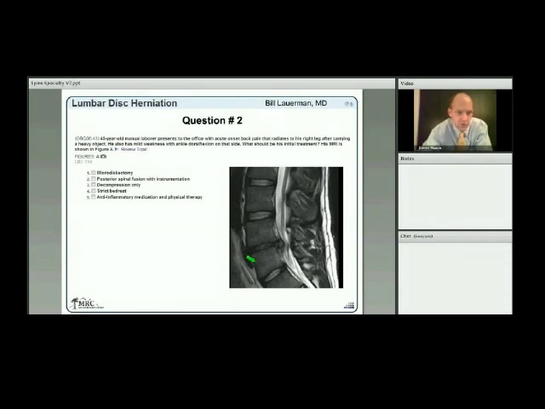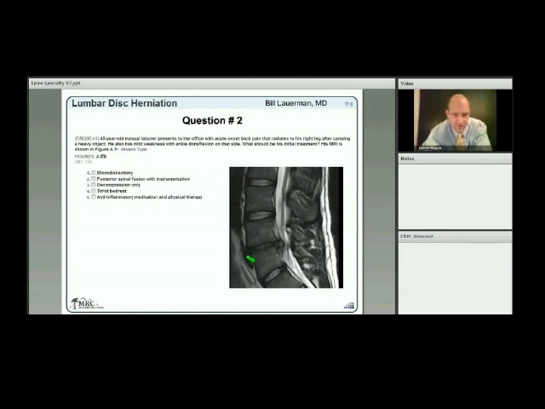A 45-year-old manual laborer presents to the office with acute onset back pain that radiates to his right leg after carrying a heavy object. He also has mild weakness to ankle dorsiflexion on the right. What should be the initial management? His MRI is shown in figure A.